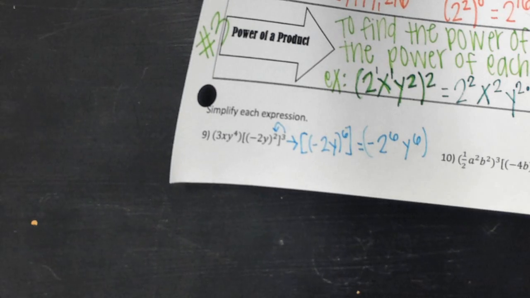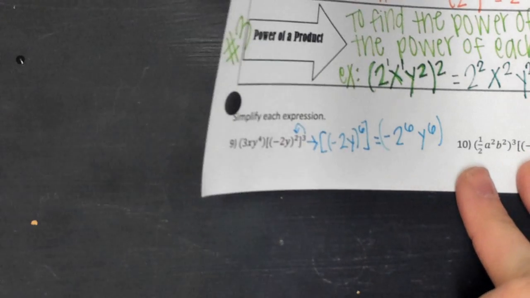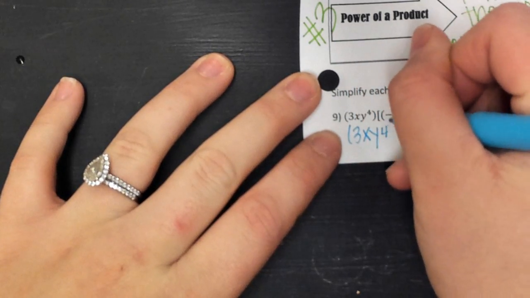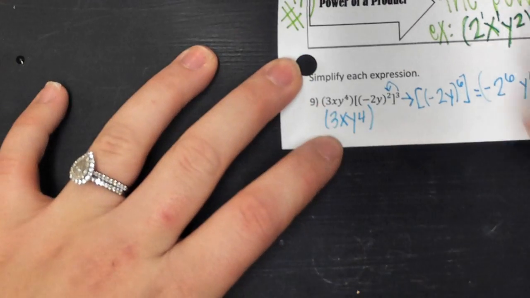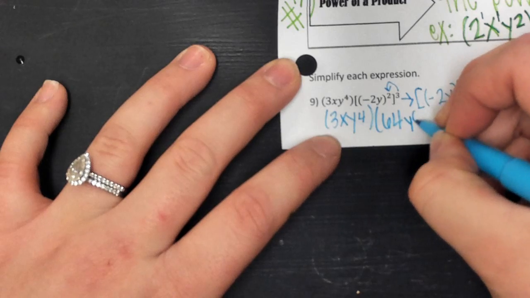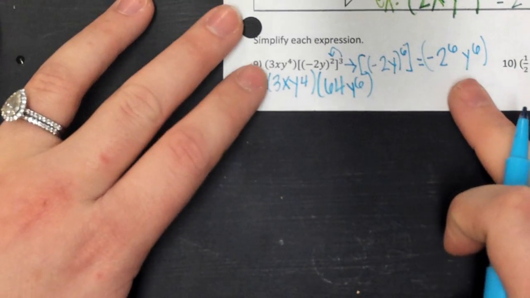Okay, so let's say that again. Negative 2 raised to the 6th power is what? 64. Now let's rewrite it. So I have 3xy to the 4th. I just brought that down. And then 64 times y to the 6th.